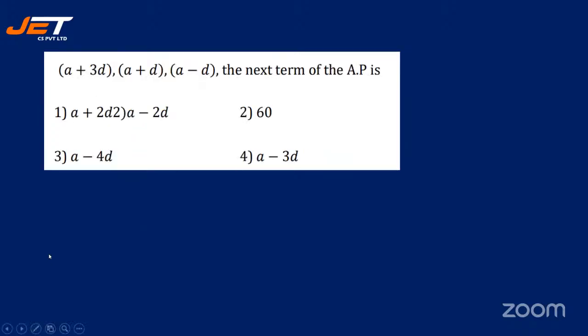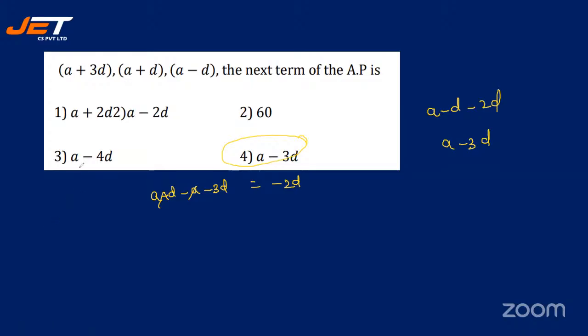Next question. A plus 3D, A plus D, A minus D. The next term of the AP is dash. So for this, we should find out the common difference. T2 minus T1, which is minus 2d. So your next term will be a minus d minus 2d, which is a minus 3d. So option 4 must be the correct one.